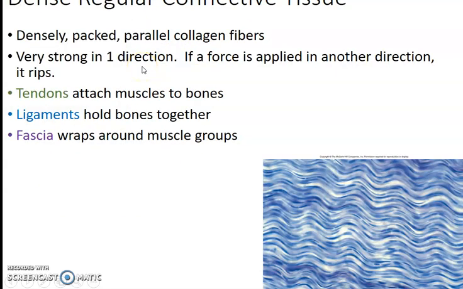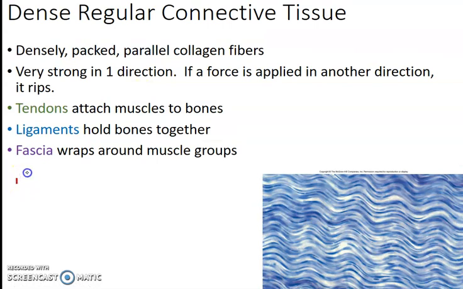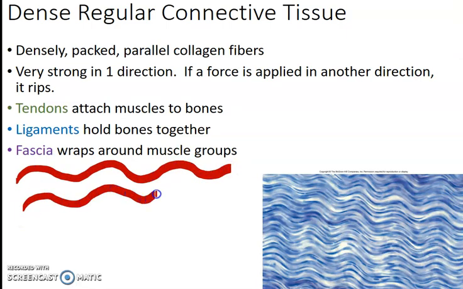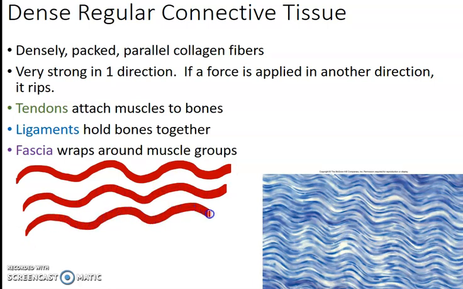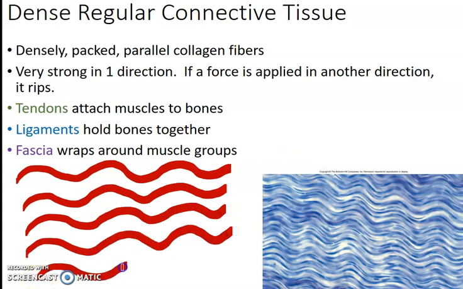Okay, dense regular connective tissue. This is the one I showed before, where you have the collagen fibers going in regular waves like this. And sometimes it's stained blue like this, sometimes it's stained red and it looks like muscle. I hate that stain. So we have this regular pattern. Yes, this is very Zen-like. Then we have fibroblasts.